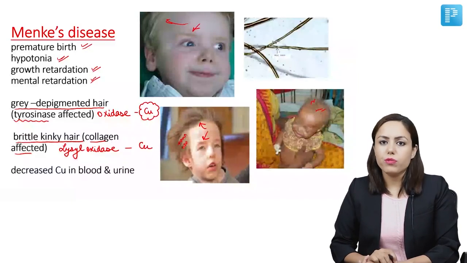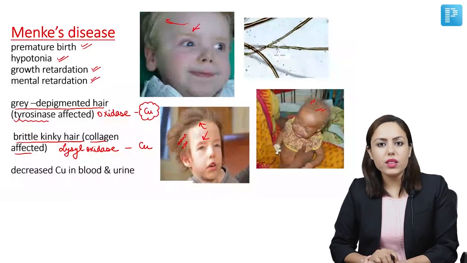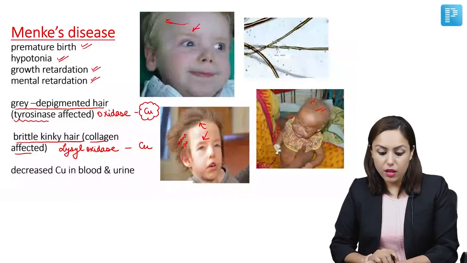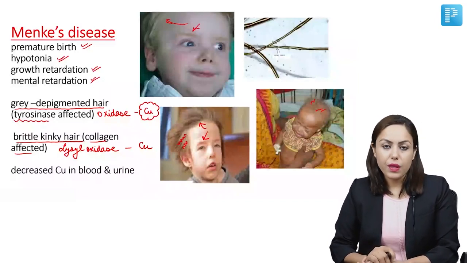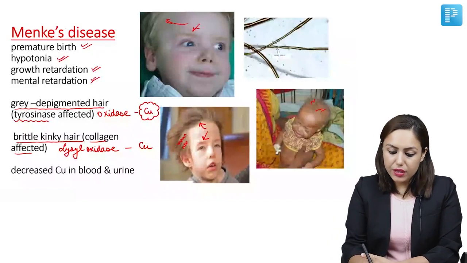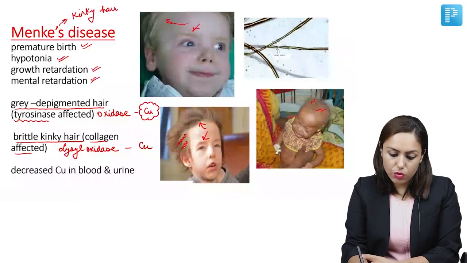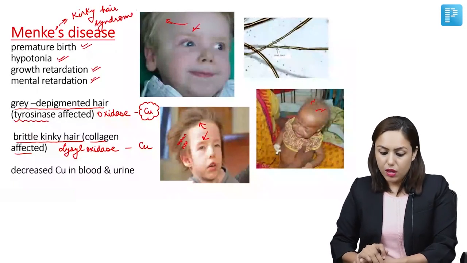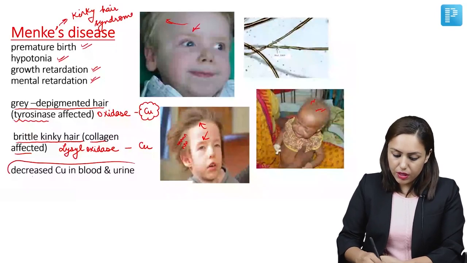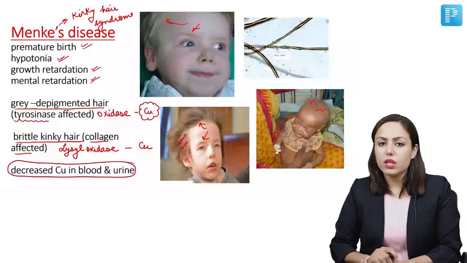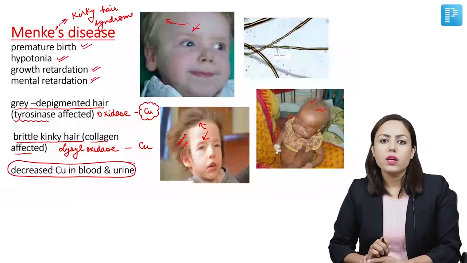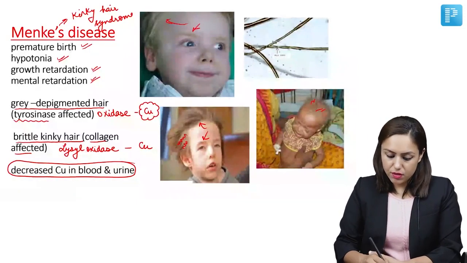In copper deficiency, this enzyme is not working properly. So there is not enough strength in this protein collagen, right? That's why there is brittle, kinky hair. Because of this, Menkes disease is also known as Menkes kinky hair syndrome, right? Then obviously there will be decreased copper in blood and urine in these patients, right? So this was about Menkes disease.